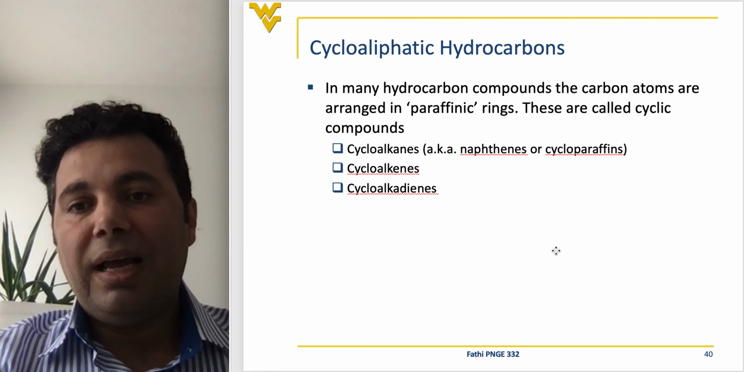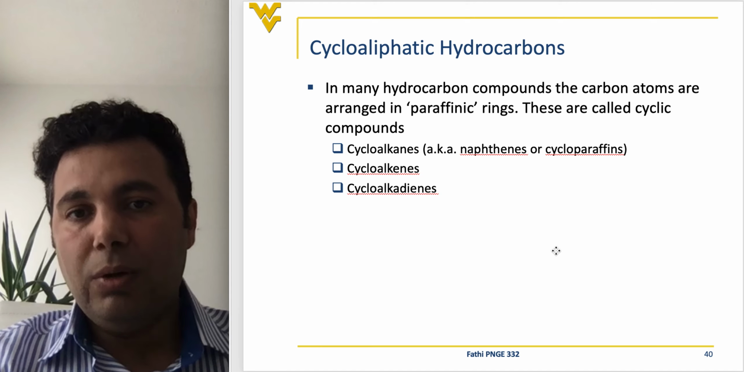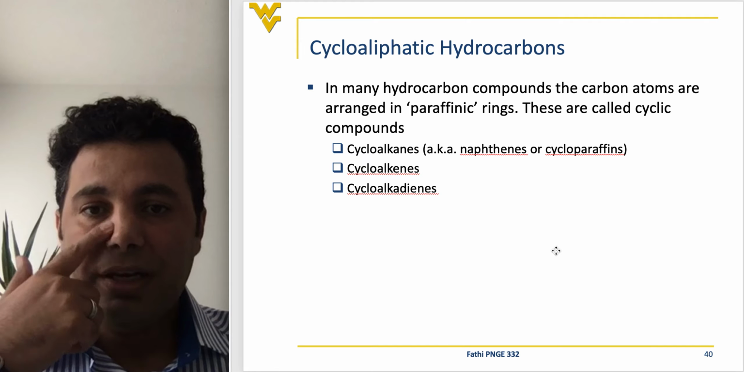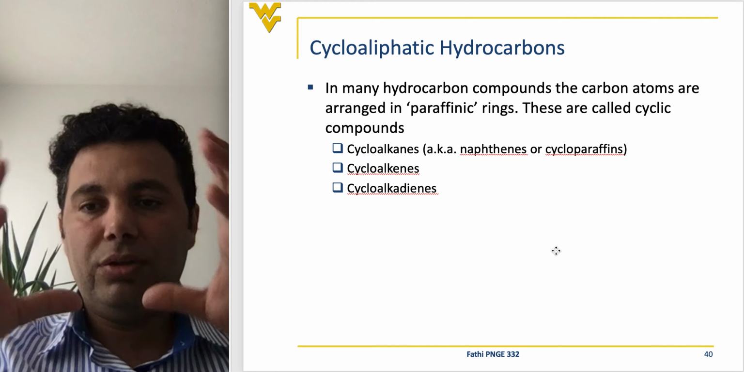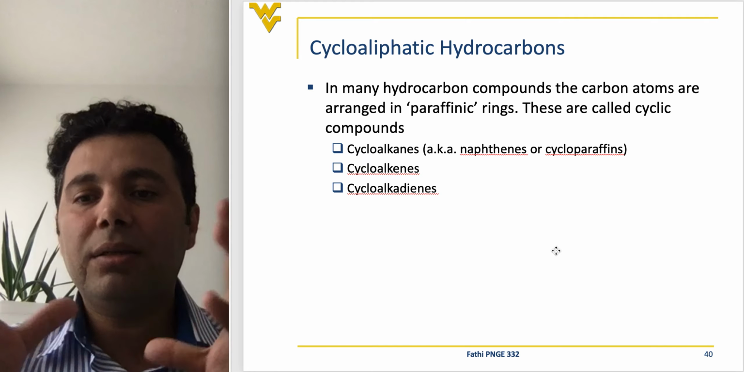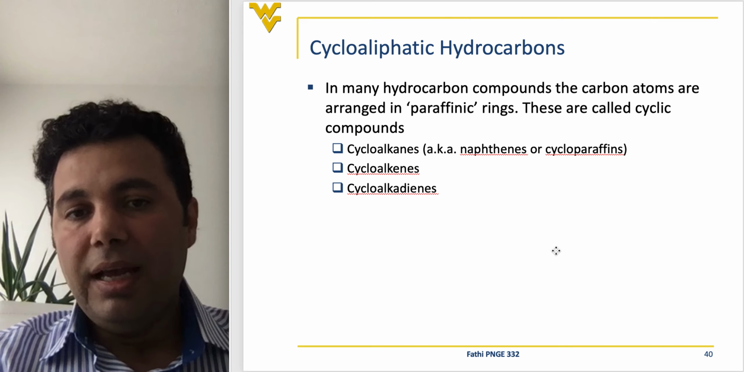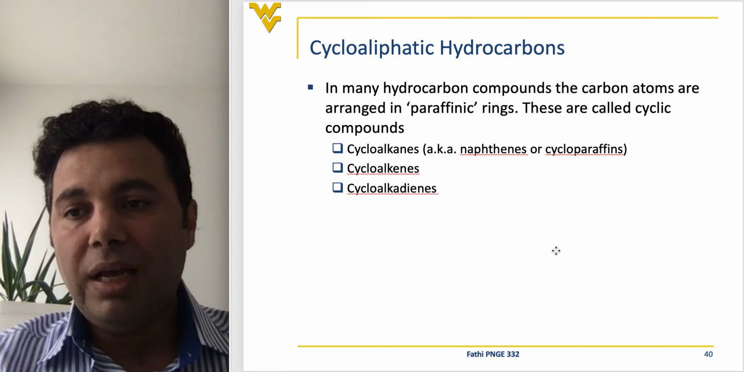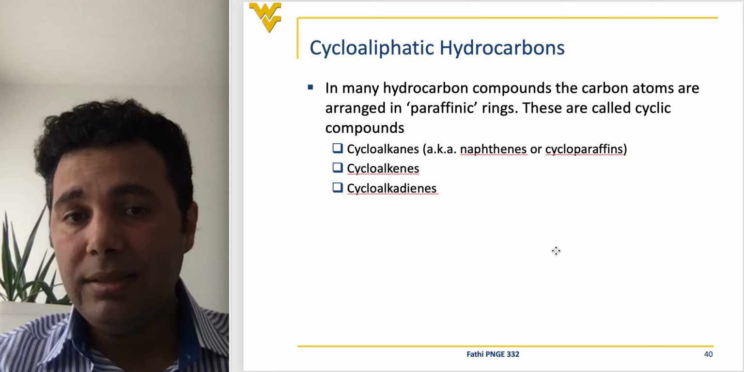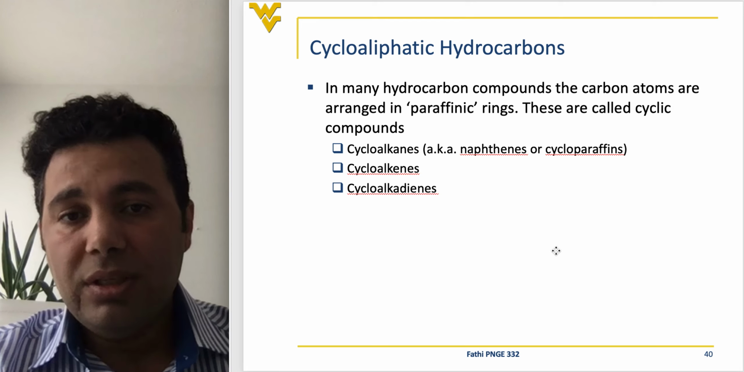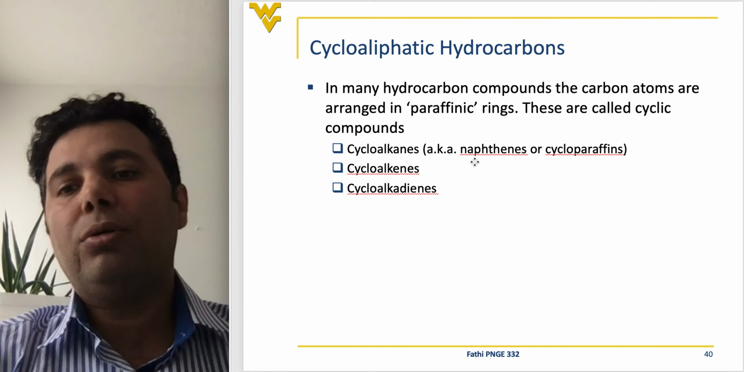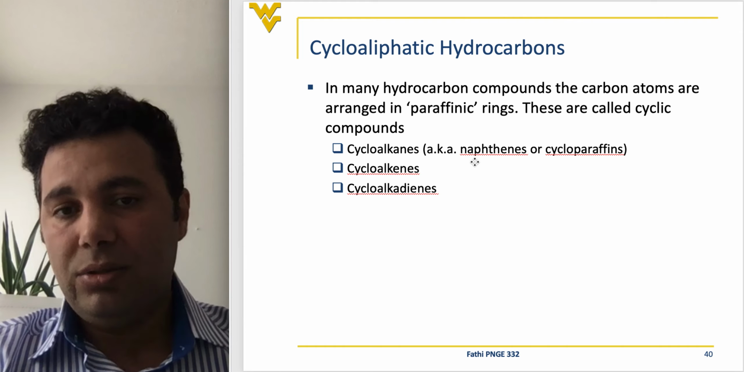Therefore we will have another homologous series, which we call cycloaliphatics. The cycloaliphatics are the structures which are circular. They show some cyclic structures, okay? And this cyclic structure could have cycloalkanes or cycloalkenes. The cycloalkanes are also known as naphthenes in the industry.